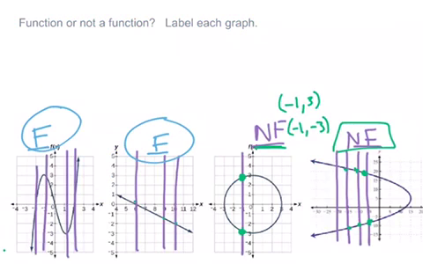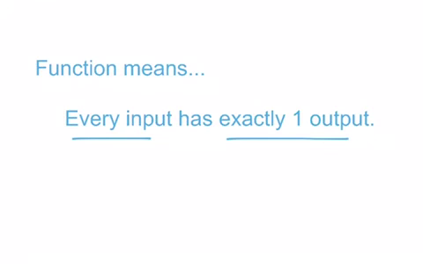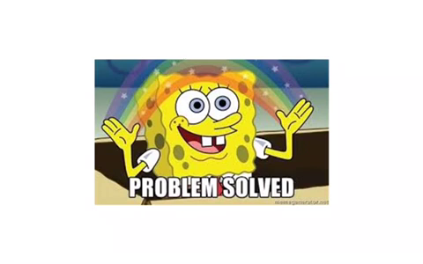So going back here, even though this was a function, this is a nonlinear function. And this one is a linear function. So don't get those confused between linear or function. It can be a nonlinear function, it can be a linear function. So don't get those mixed up. Remembering that linear means straight line. The word itself has line right in it. And problem solved.